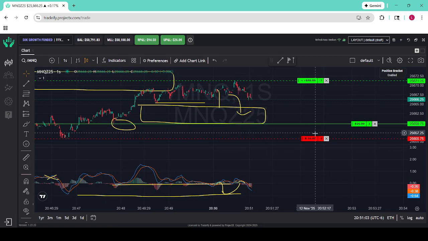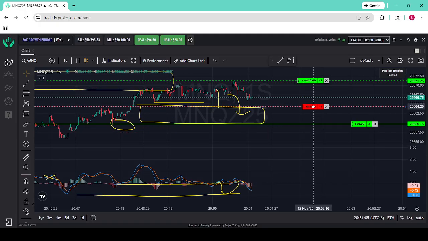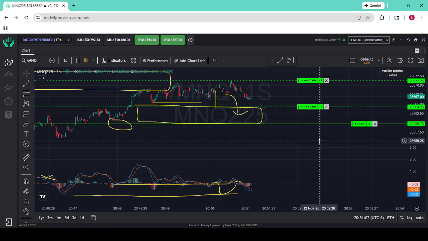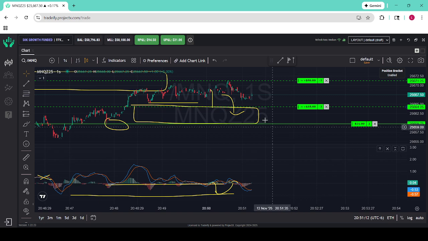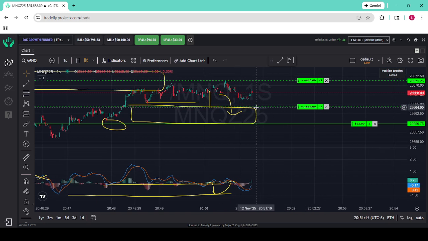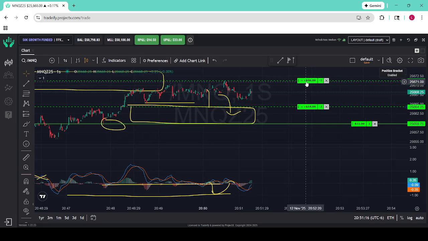Here it is, we're down low here. So we should have taken that there. I'll just put this exit right here. If it doesn't go back up, then I'll just take this. If it does, then I'll take it.